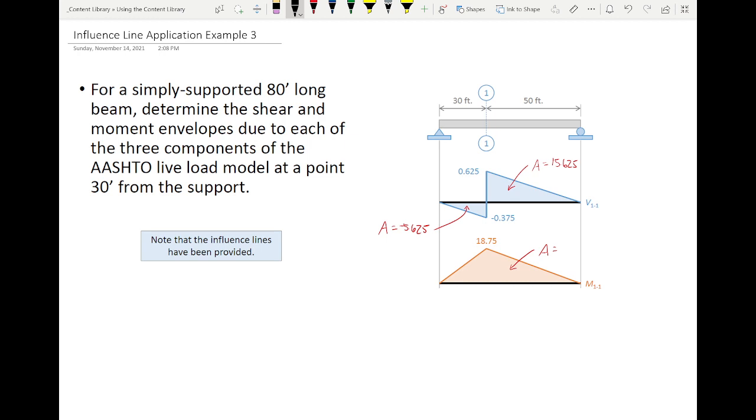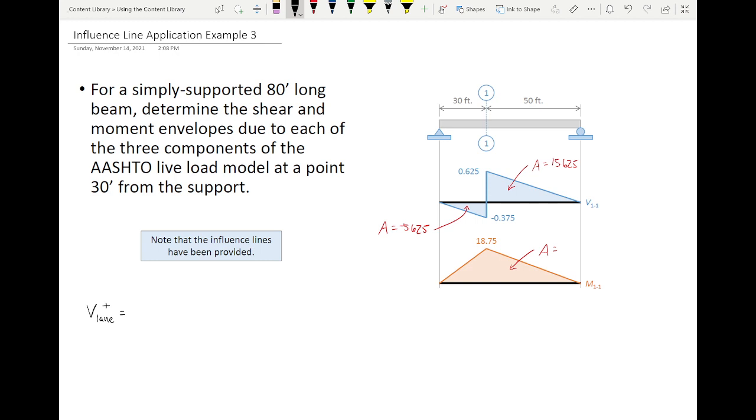How do I determine the maximum positive shear from the lane? How do I do that? I'm asking you. How do I do that? After the homework we just did. What's that? No, the lane load is a live load. The lane, the tandem, and the truck are a live load. Let's see if y'all are paying attention. How much is the lane? 0.64, or 0.64 kips per foot.